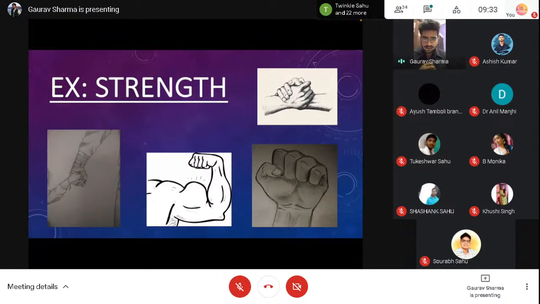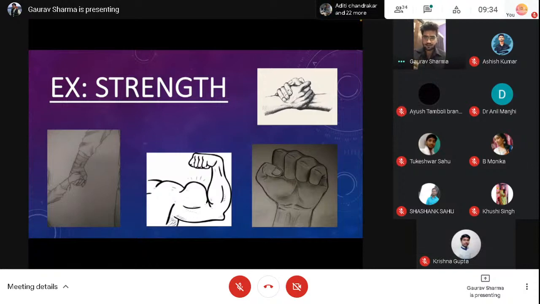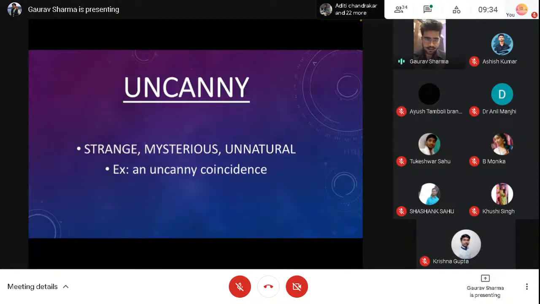Everyone can see this strength PPT? Yes, sir. So the example is strength. If the vocabulary was strength, then you could have drawn such pictures which are somewhat relatable to strength. Got it? I hope you all are ready with your plain sheets and pencils. Okay, let's start with today's first vocabulary, which is uncanny. The meaning of this word is strange, mysterious, unnatural. Example: an uncanny coincidence. You have 1 minute to draw something.